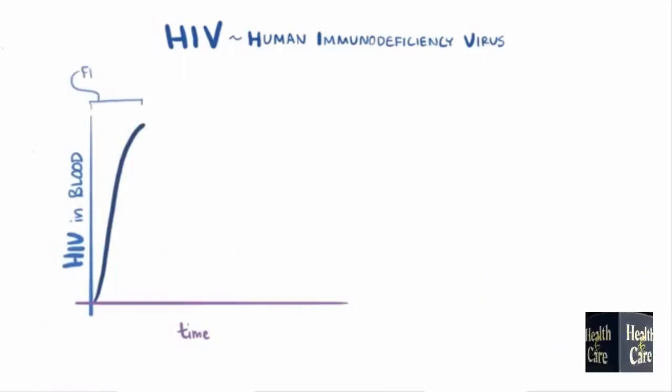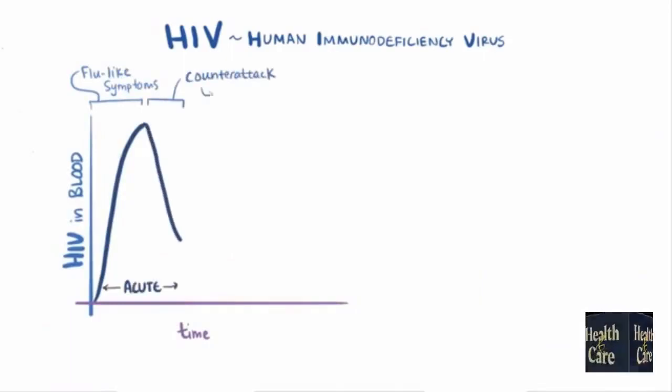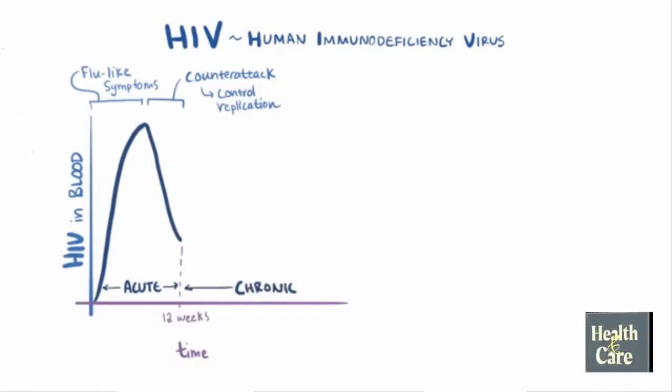Patients typically experience flu-like or mononucleosis-like symptoms during the acute infection. In response, the immune system mounts a counterattack and starts to control the amount of viral replication, and the amount of virus in the blood declines to lower but still detectable levels by 12 weeks, at which point the patient enters the chronic or clinically latent phase, which can last between 2 and 10 years.